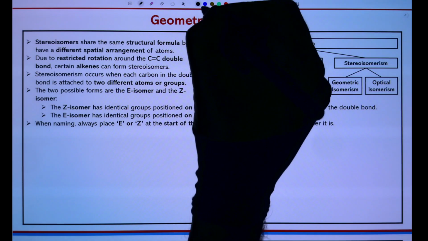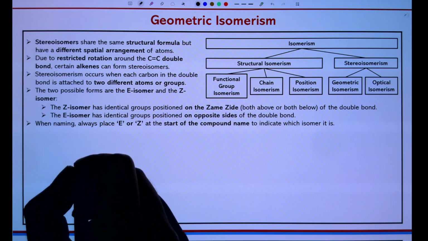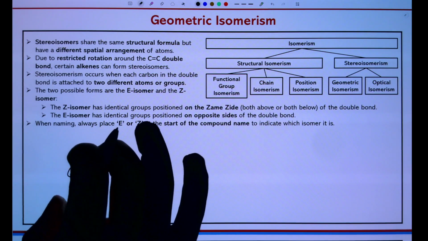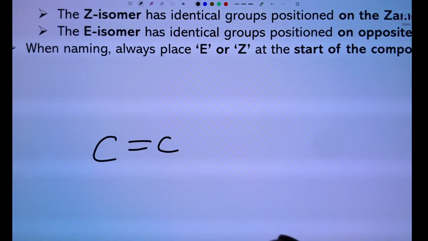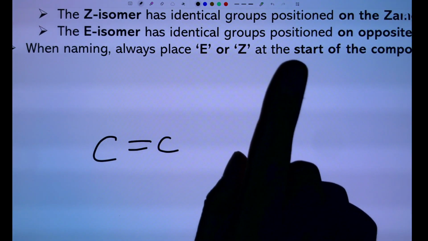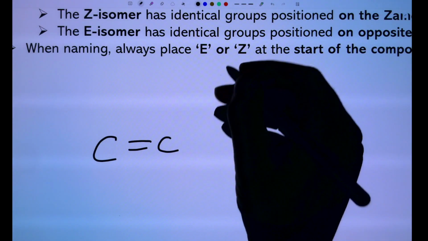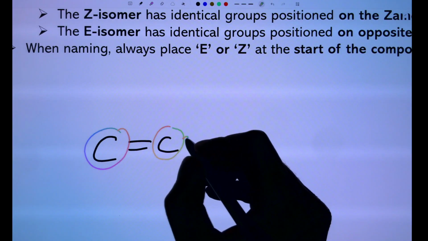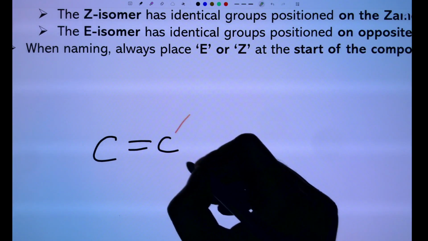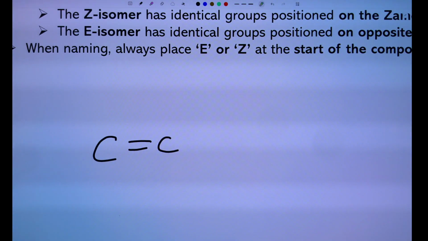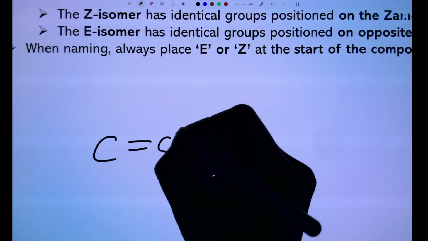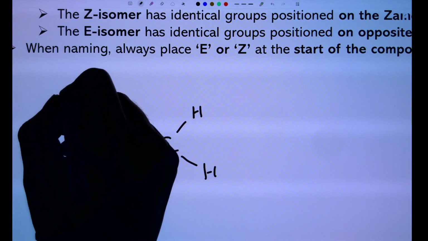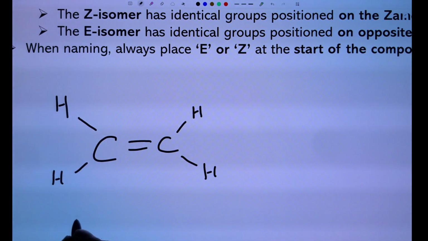So, when we have a carbon-carbon double bond, geometric isomerism only occurs if the two carbon atoms have different atoms or groups of atoms attached to each. So, here is an example of ethene.